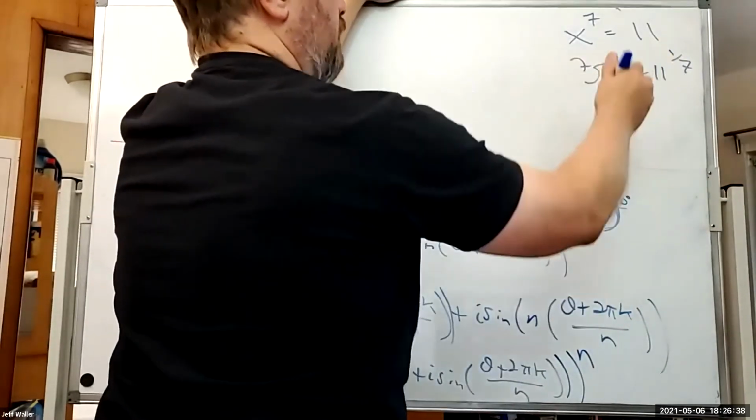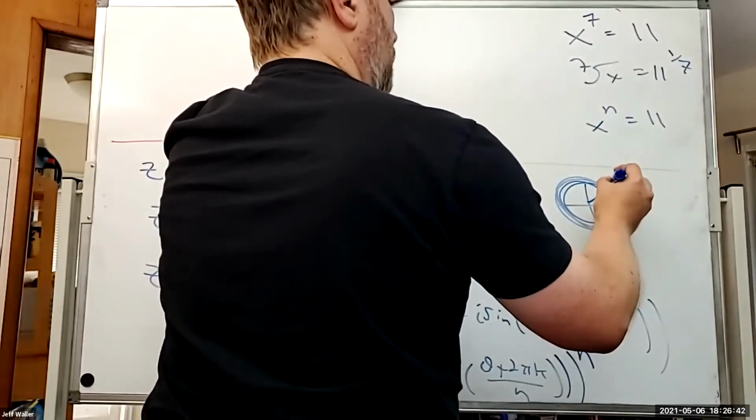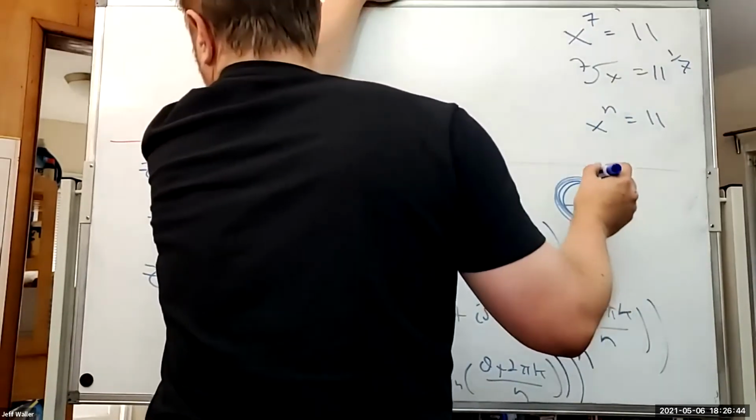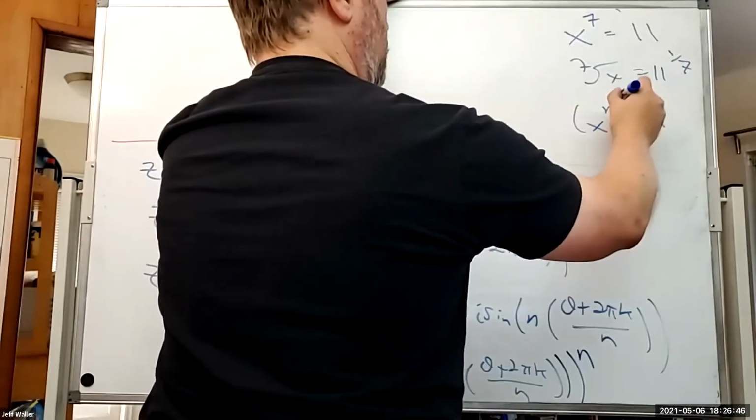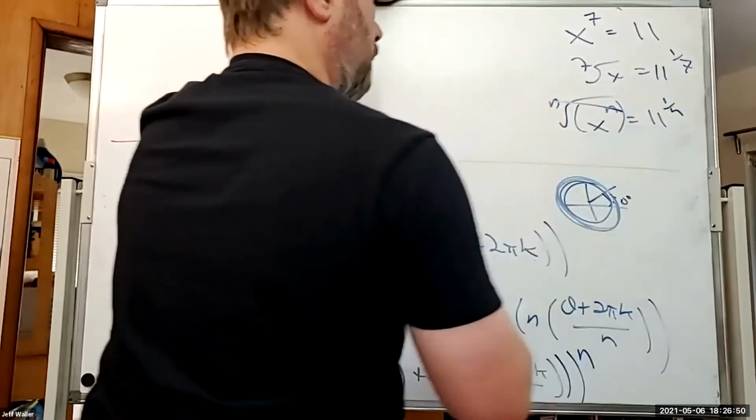Sorry, I can write it as 1/7. What if I solve x to the n equals 11? I can take the nth root. So look what I'm gonna do.